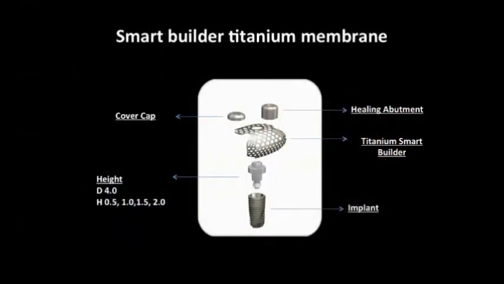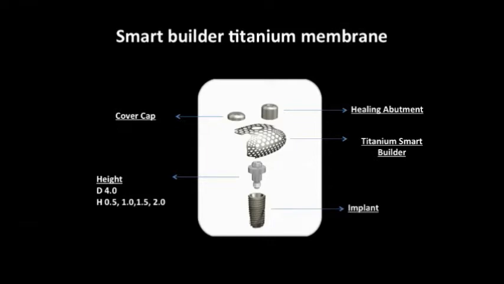Also, one more thing I'm going to use in this presentation is something called the Smart Builder. This Smart Builder is a titanium membrane. The titanium membrane is the one you see in the middle with the holes. These holes are made in a way to make sure that the augmented area will have enough blood supply. And this titanium membrane usually has rounded corners.